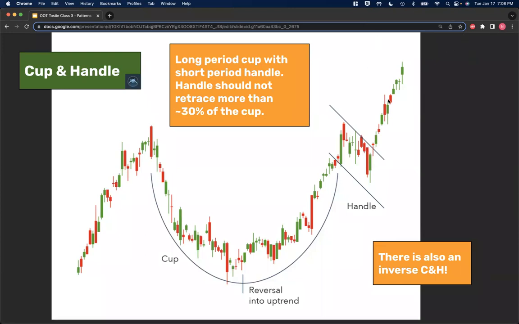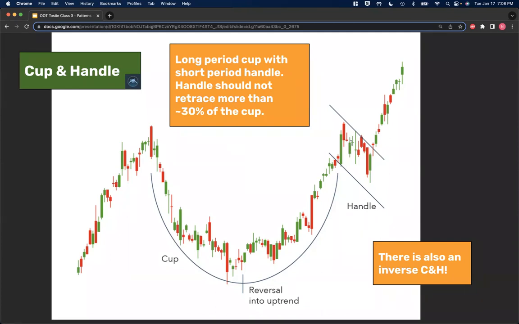Relatively simple there. And there's also an inverse cup and handle, similar to the inverse head and shoulders. It's just this cup flipped, mirrored vertically. So relatively simple there. Just kind of a cup and handle. And again, same rule as the bull flag.